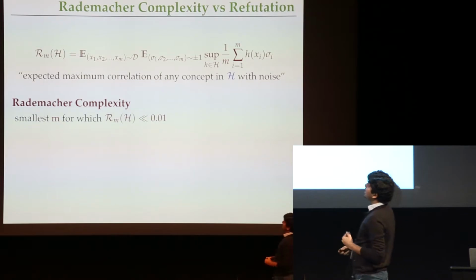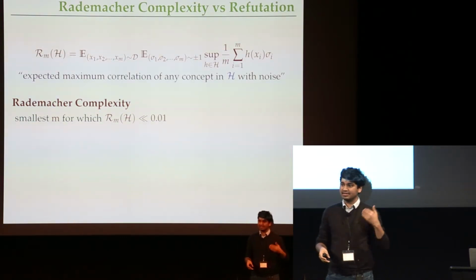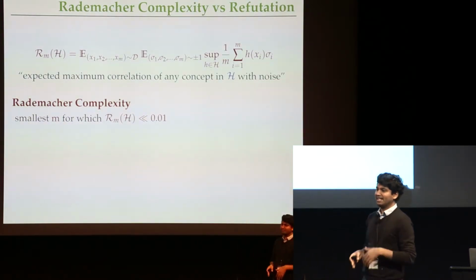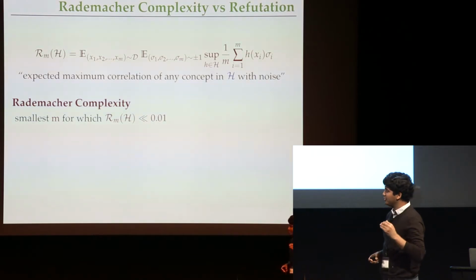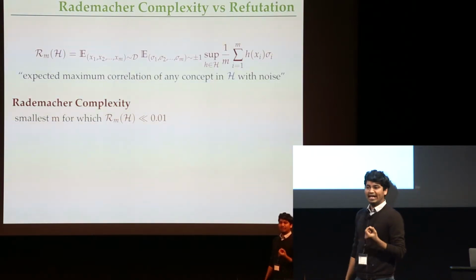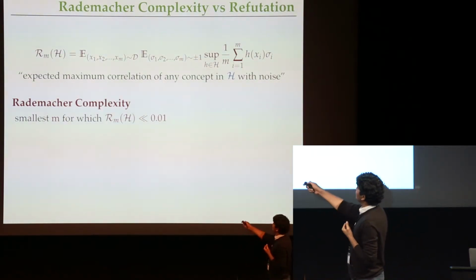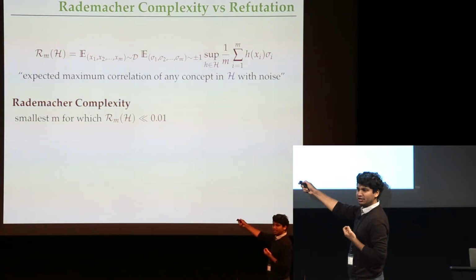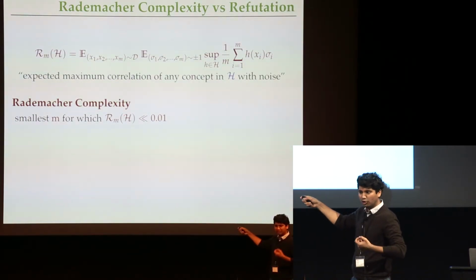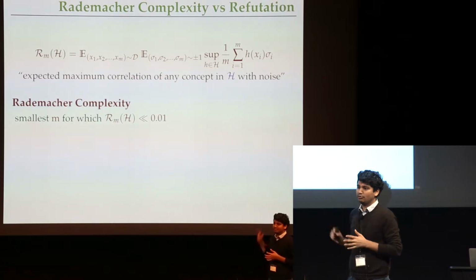So I'm going to define the Rademacher complexity of a class H over a distribution D as the smallest number m such that this correlation, the expected supremum of the correlation with noise, is smaller than some 0.01.